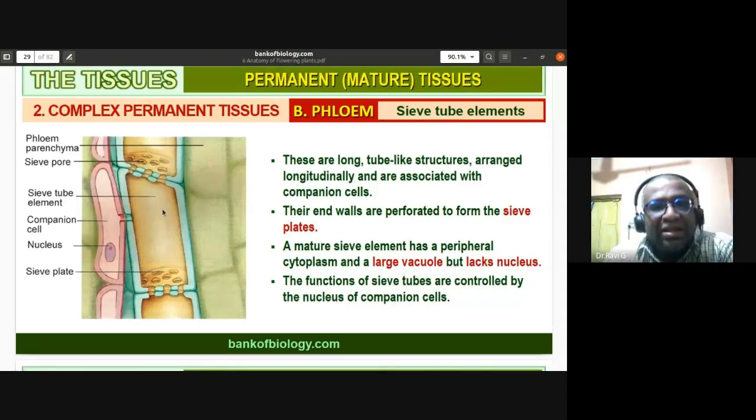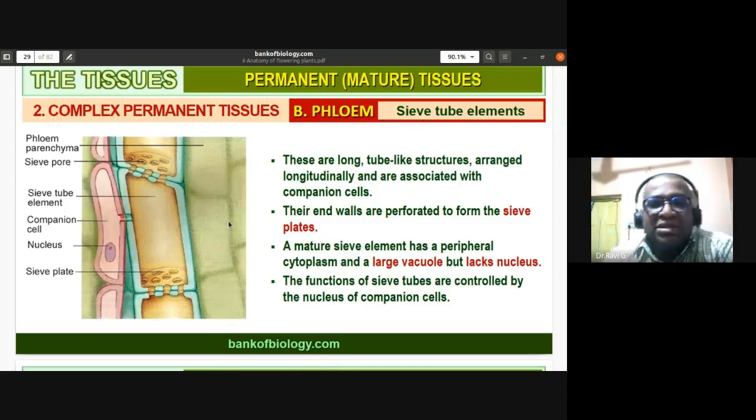So they are continuous, arranged one above the other, and the sieve tube is found in association with the companion cell. You can notice the companion cell, which has a nucleus. The sieve tube does not have a nucleus, but it is a living cell. The absence of nucleus in the sieve tube is compensated by the presence of nucleus in the companion cell. So the sieve tube and the companion cell are considered to be sister cells.